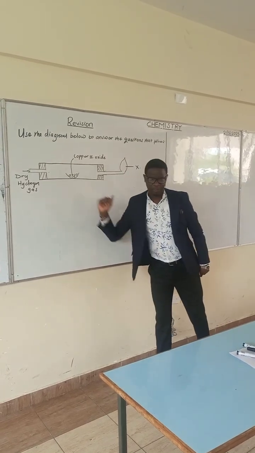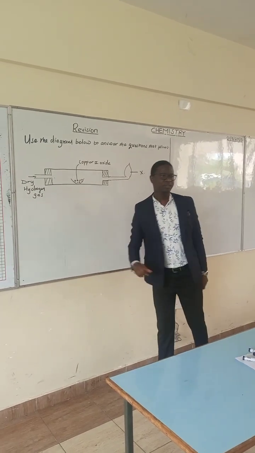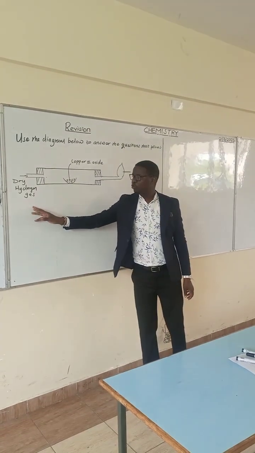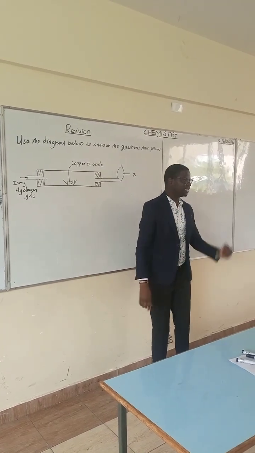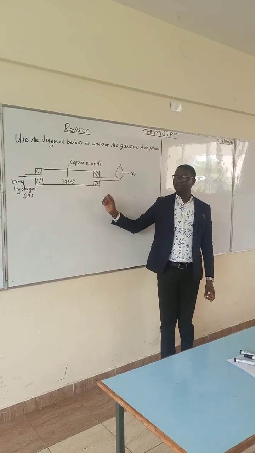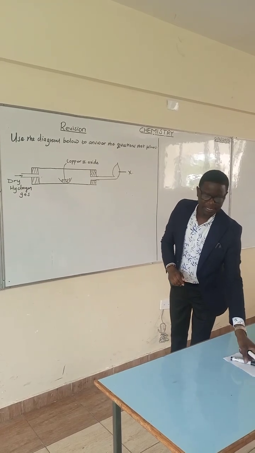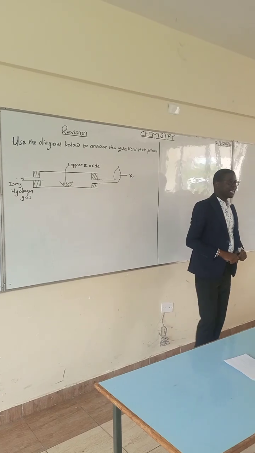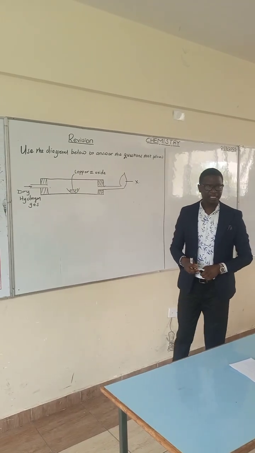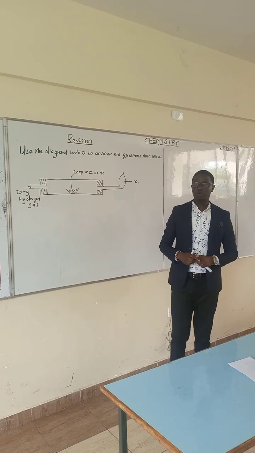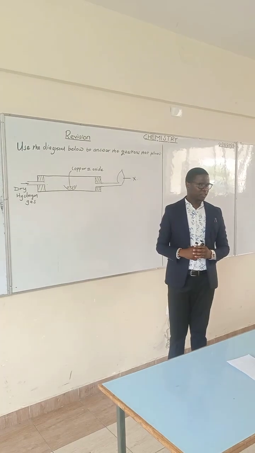So part A of the question that I want you to write there. Students, you can write part A of the question. State two observations that will be made in the above experiment. Full stop, that is 2 marks.